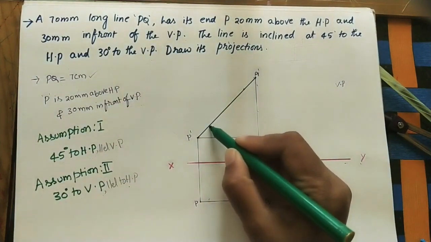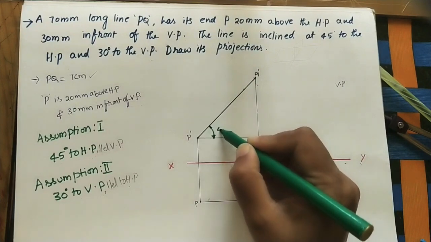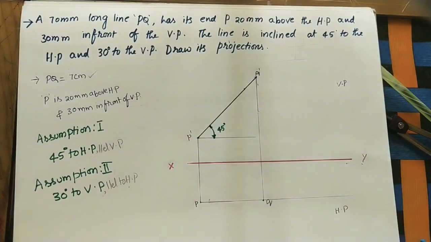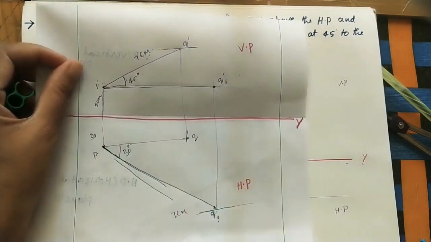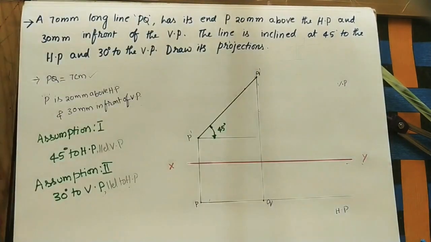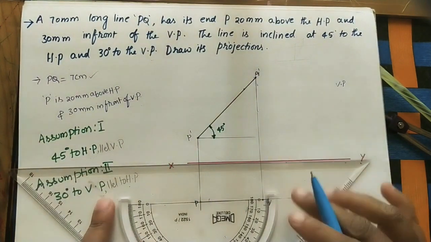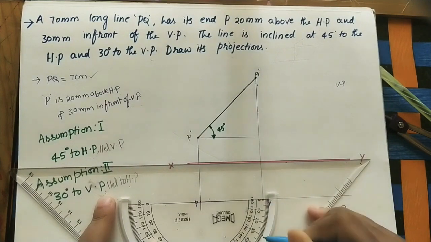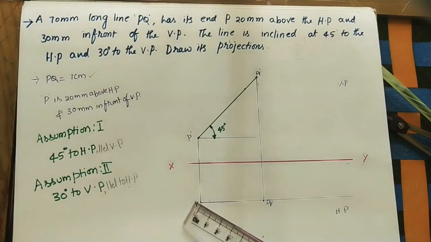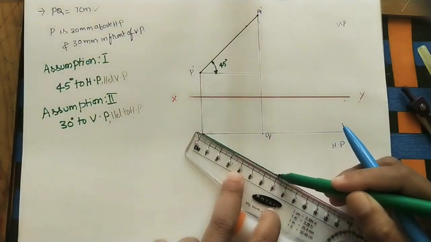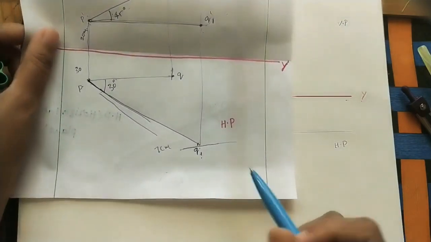What is this angle? 45 degrees. Okay, this is the first assumption. In the second assumption, we have to take at P a 30 degrees line of 7 centimeter. So 30 degrees line, 7 centimeter. Now this point is here. I am giving Q1.